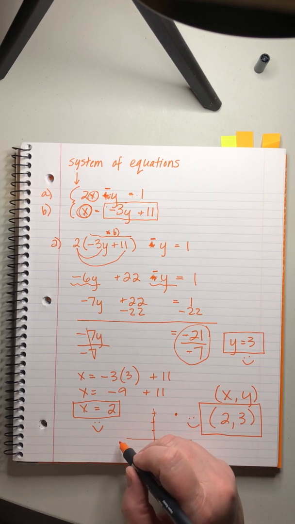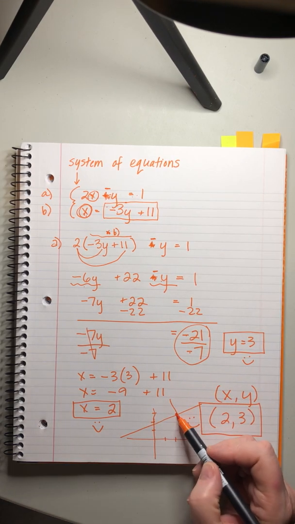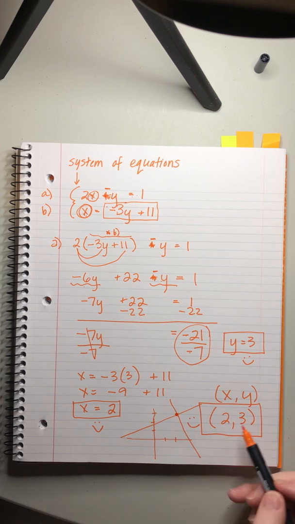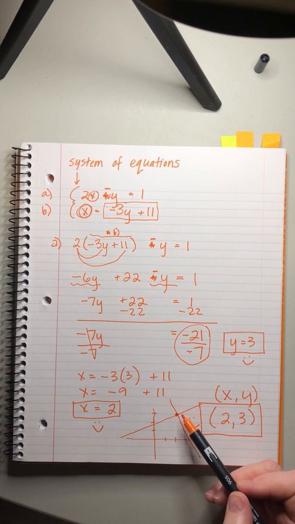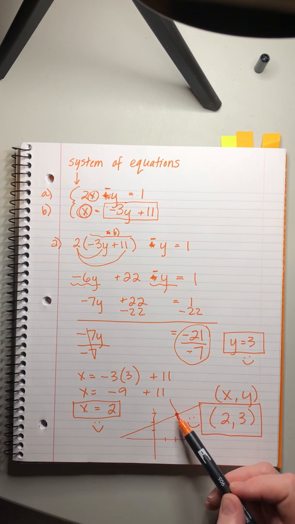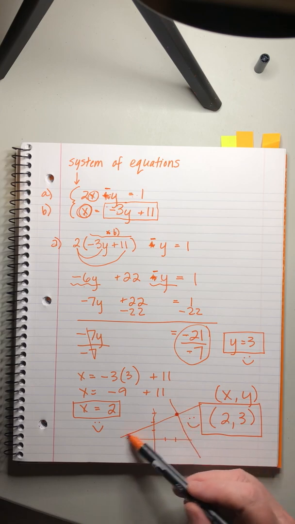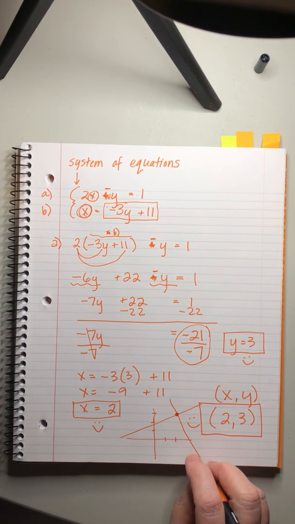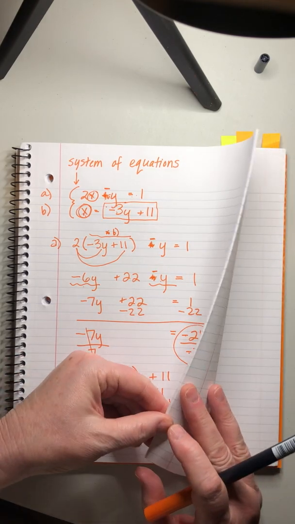So let's just pretend I'm just drawing any random line. But it would be something like that, where they would cross over at this point that we determined. Okay, so we found the solution to a system of equations by substitution, and it represents the place where the two lines intersect when graphed. How fabulous. Let's do another one.